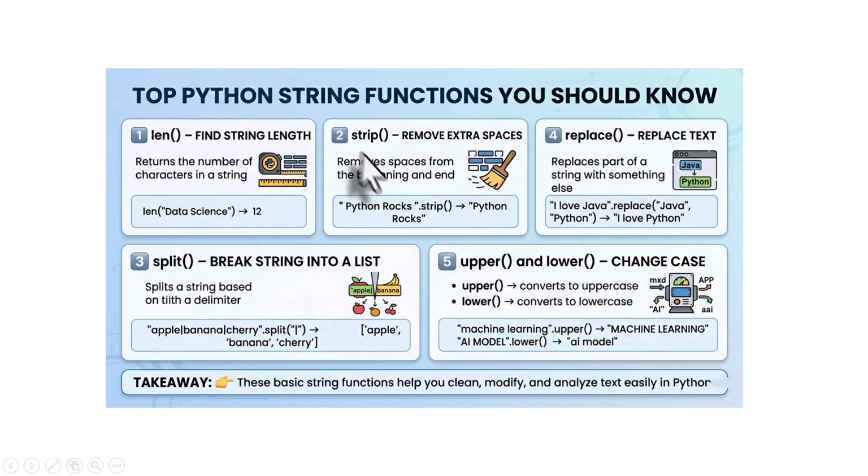Okay. The next one is the strip function. It removes the extra spaces, that is, it removes spaces from the beginning and end. For example, Python rocks.strip, you can see it removes spaces, right?